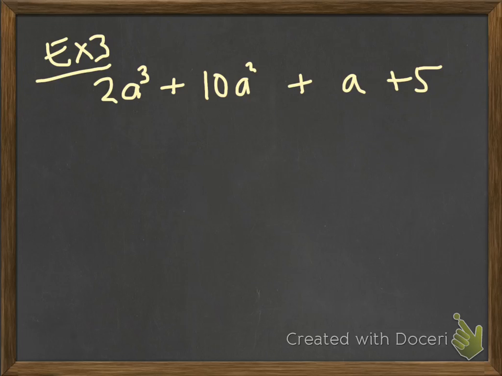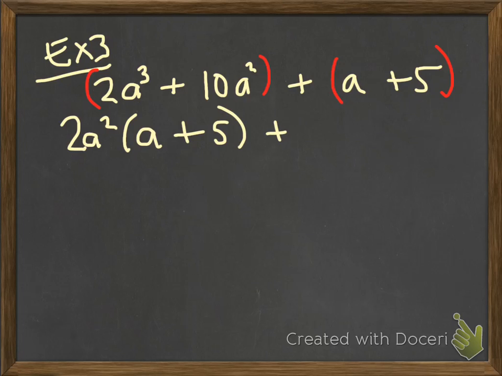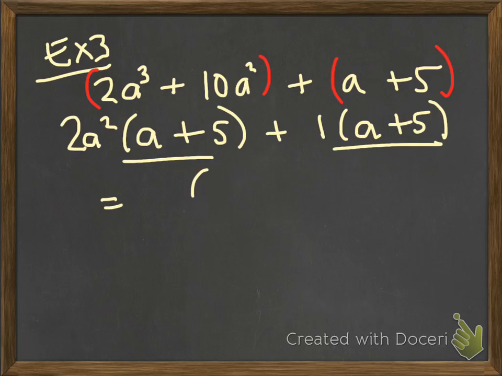Okay, example 3, it has 4 terms, so it's factored by grouping, but before I do that, I still check to see if there's a greatest common factor. There isn't, so then I'll do the grouping. That's the first group, that's the second group. What can I pull out of the first group? I can pull out a 2 and an a squared. That leaves me with a plus 5. What can I pull out of the second group? The only thing that goes into both is 1. So then my answer is a plus 5, and then what's left over is 2a squared plus 1.